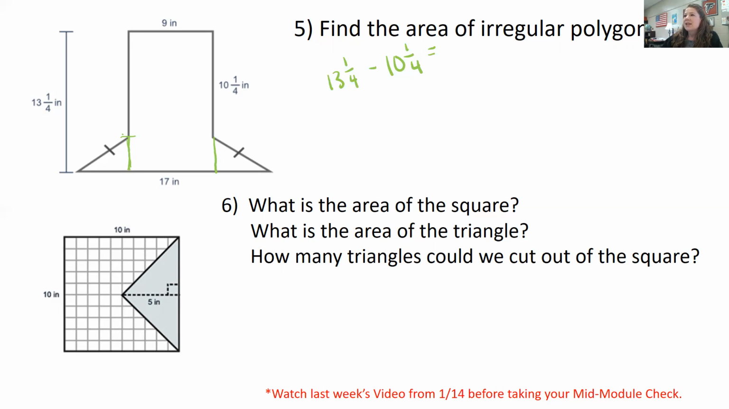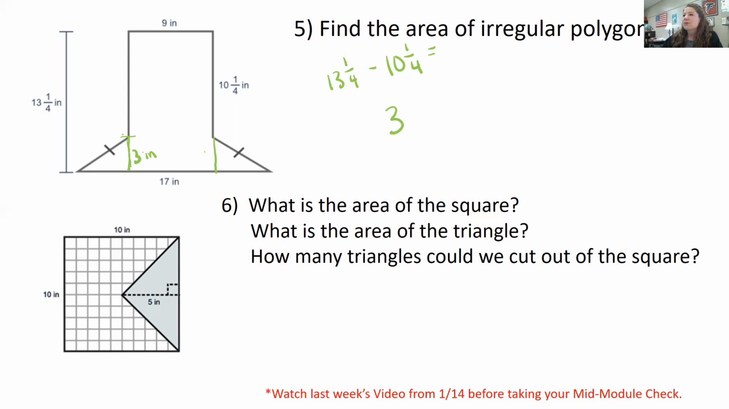So now I'm just thinking of what's 13 minus 10? 13 minus 10 is 3. And I'm not going to write 0/4 because 0 divided by 4 is just 0. So the height of this triangle is 3 inches.